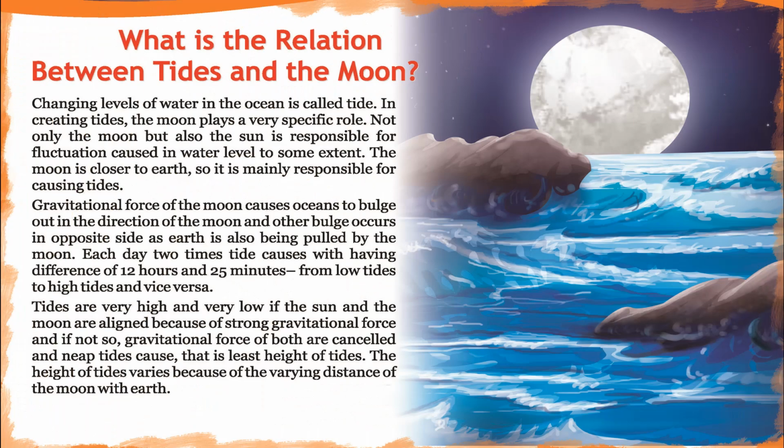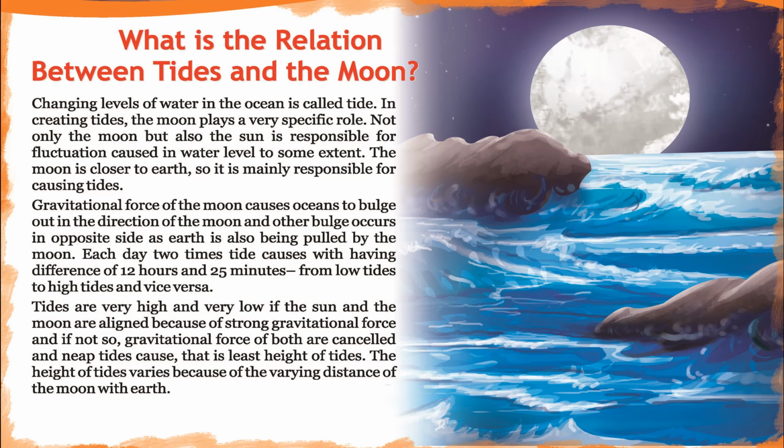What is the relation between tides and the moon? Changing levels of water in the ocean is called tide. In creating tides, the moon plays a very specific role. Not only the moon but also the sun is responsible for fluctuation caused in water level to some extent. The moon is closer to earth, so it is mainly responsible for causing tides.